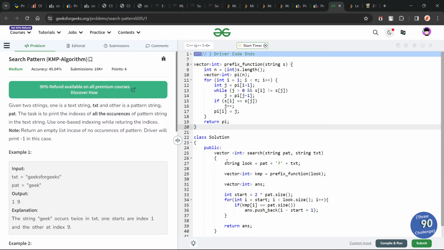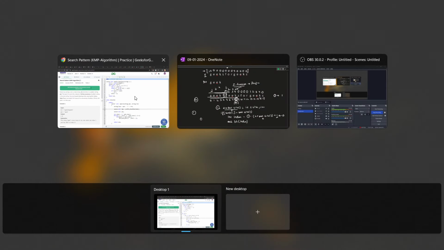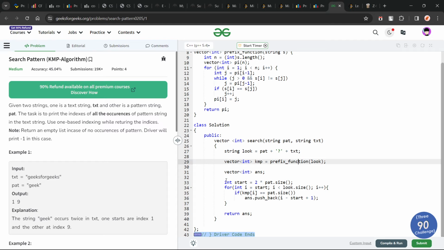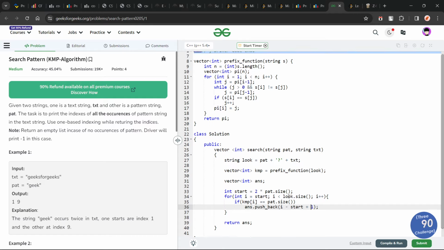Now once you have copied it here, you can see I have constructed the final string as the pattern plus a question mark plus the text or the string that I want to search in, right? Now I initialize my KMP as prefix function of that particular string look, and I have initialized my answer. So now what I do, I initialize my start with twice of pattern dot size. I is starting from this particular position start, and I go till I is less than look dot size. If KMP of I is equals to pattern dot size, I am going to push back I minus start plus 1, right? I already explained why we are doing this, and at the end we can just return the answer. Now this was all about this particular question.